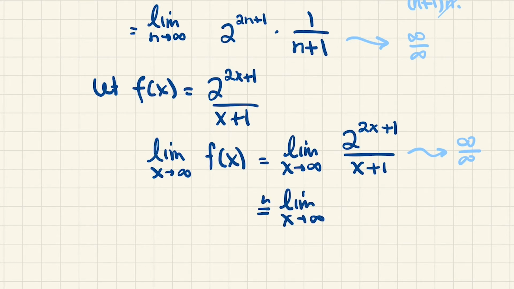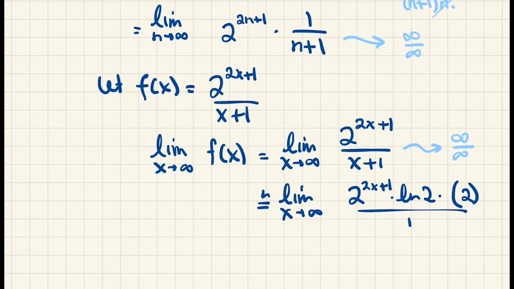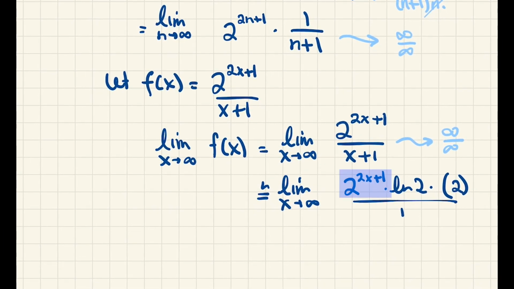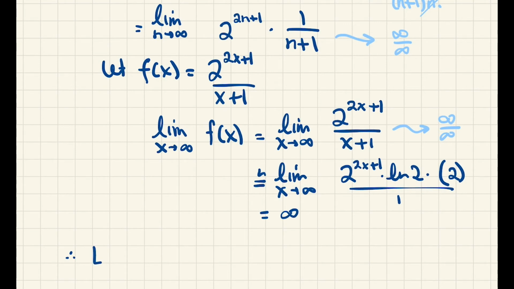So the derivative of 2 to the stuff is 2 to the stuff times ln of 2 times the derivative of that stuff. So the derivative of 2x plus 1 is just 2. And the derivative of the denominator is 1. Okay, so taking x to infinity, we have this factor, which approaches infinity, of course, very quickly, multiplied by, who cares, this limit is infinity at this point. So this means that L evaluated to infinity.